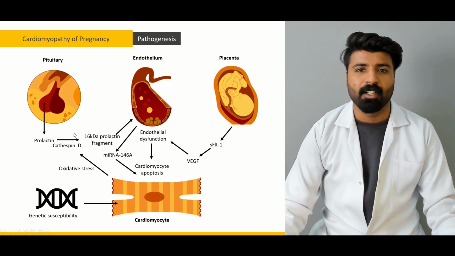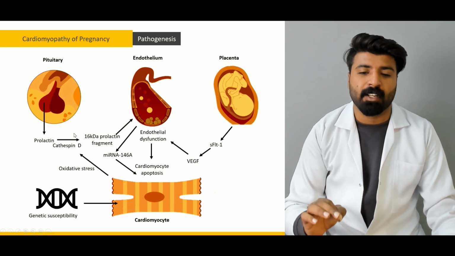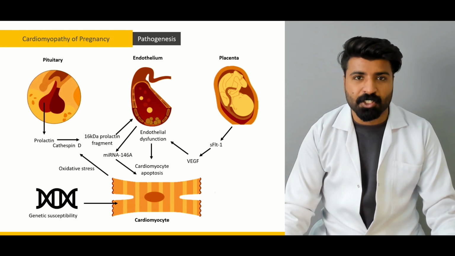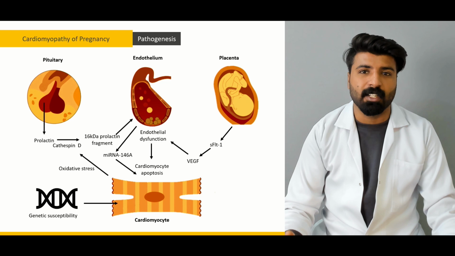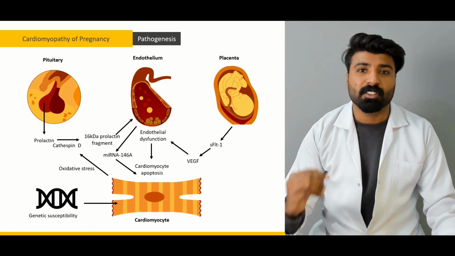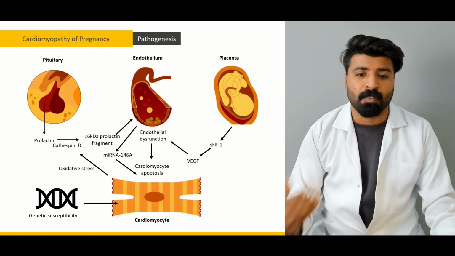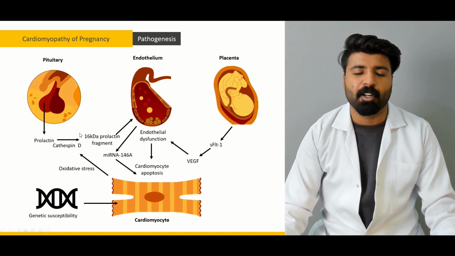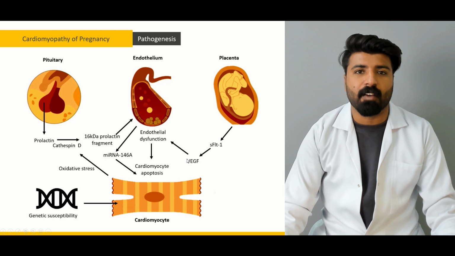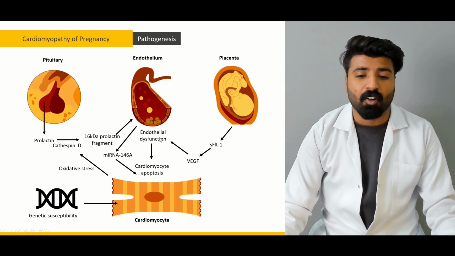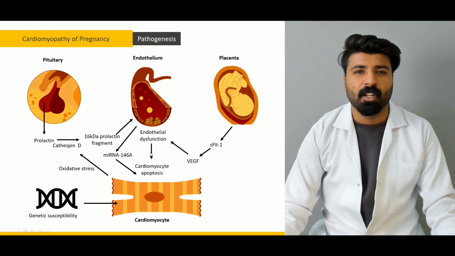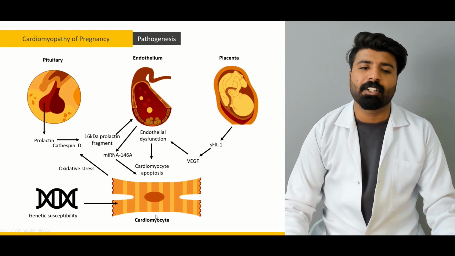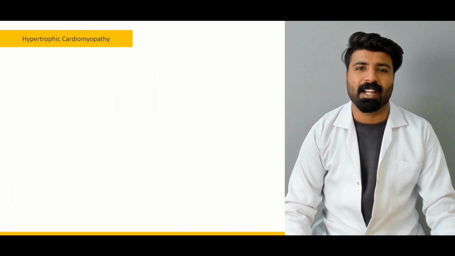Now, if you look at this slide, 3 factors are affecting the endothelial layers, the cells, and causing endothelial injury and its dysfunction. First of all, we have this fragment of prolactin. Next we have microRNA working on it. And now we have this tyrosine kinase 1, which affects the vascular endothelial growth factors, and they're also leading to endothelial dysfunction. And when endothelial dysfunction happens, this will lead to cardiomyocyte apoptosis, and this will in turn lead to cardiomyopathy of pregnancy.